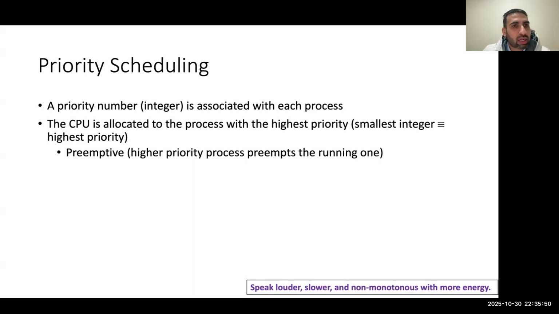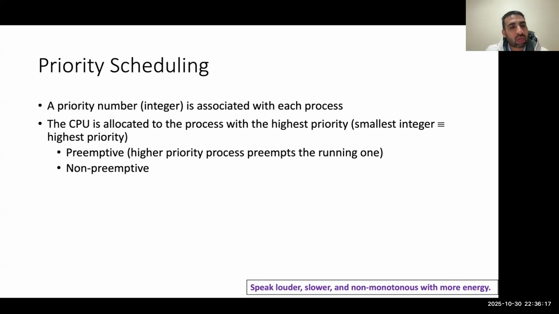Okay, so priority scheduling can be of two types. Preemptive priority scheduling, where a higher priority process can preempt a currently running process with a lower priority, right? So if process A has higher priority and process B is currently running, and then process A becomes ready, process A will preempt process B because process B has lower priority.